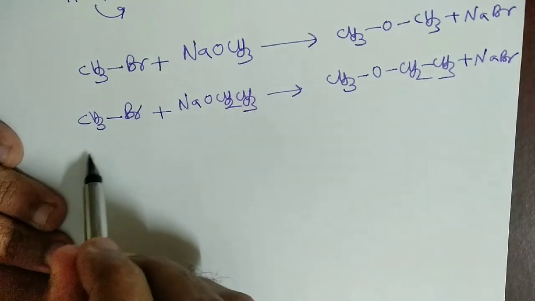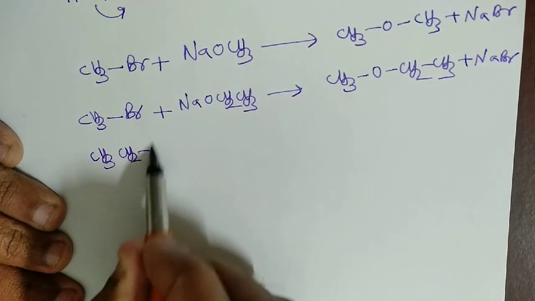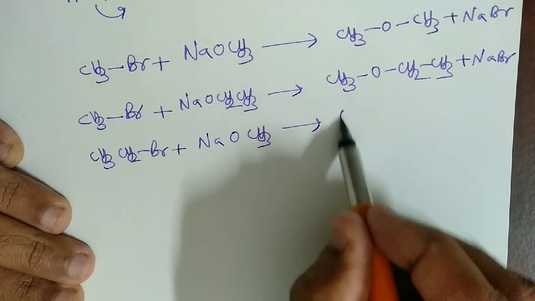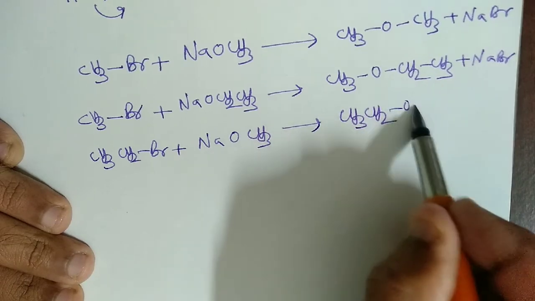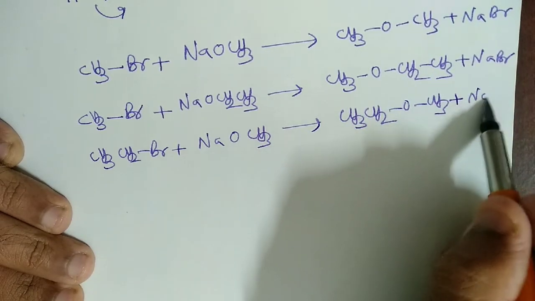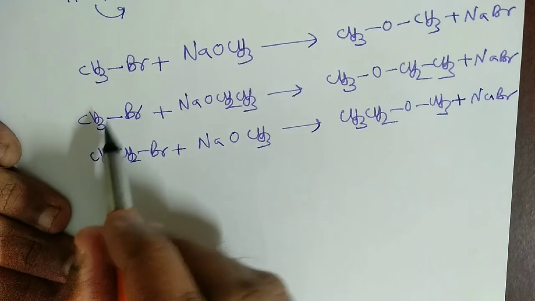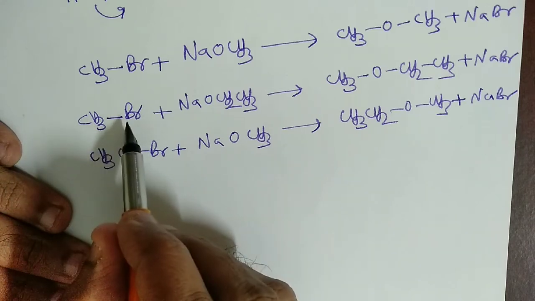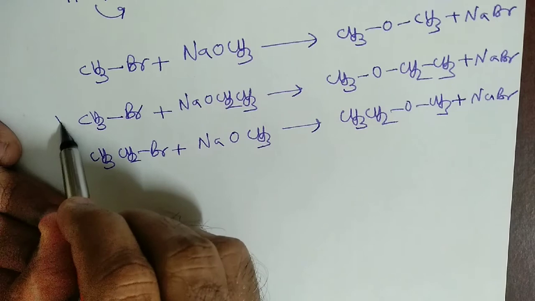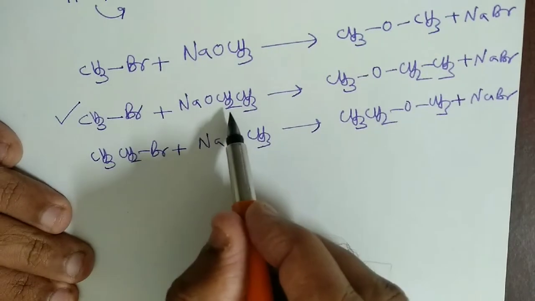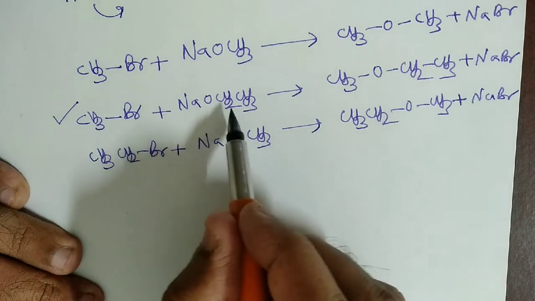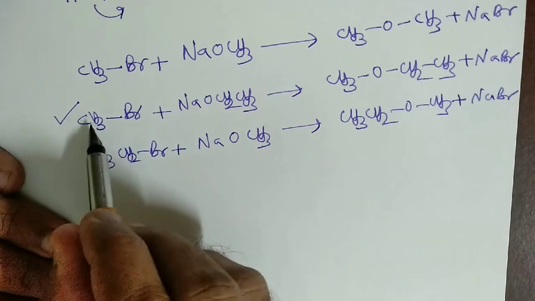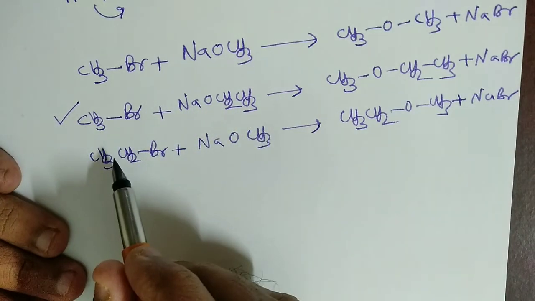Methyl ethyl ether can also be prepared from ethyl bromide by treating with sodium methoxide. Since methyl halides are most reactive towards SN2 reaction, the first set of reagents is most suitable to synthesize methyl ethyl ether, that is methyl bromide and sodium ethoxide.